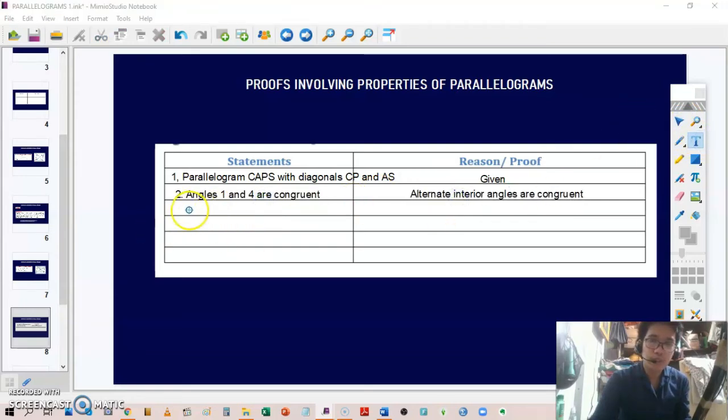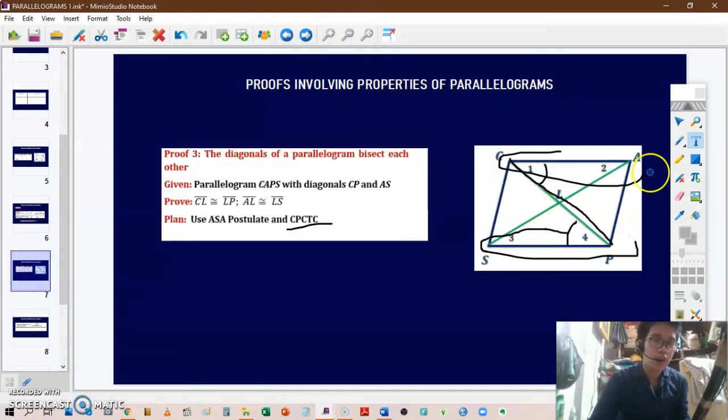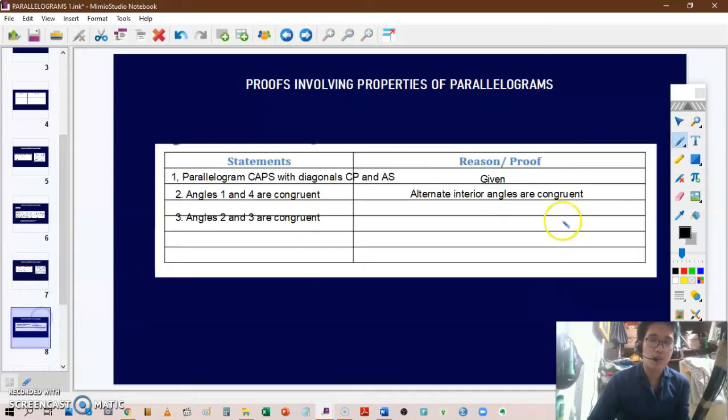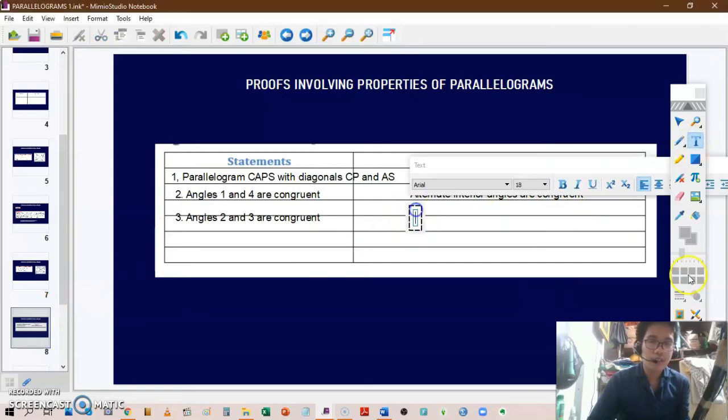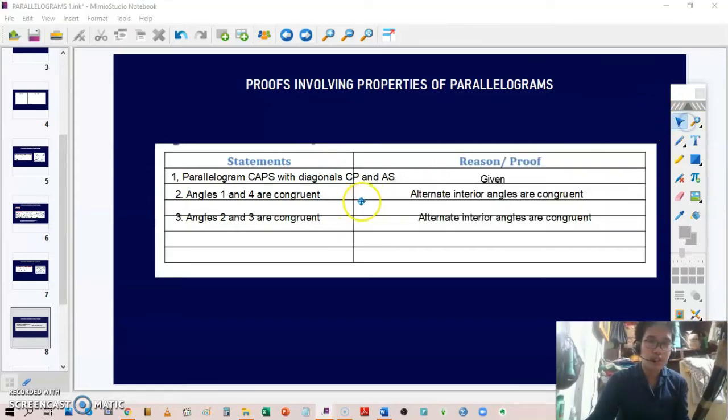And for our third statement, if you also notice, angles 2 and 3 are also congruent, because they are in between the two parallel lines, and there's a transversal that cuts between them, and they are on opposite sides. So for the reason for statement number 3, we can say that the alternate interior angles are also congruent.